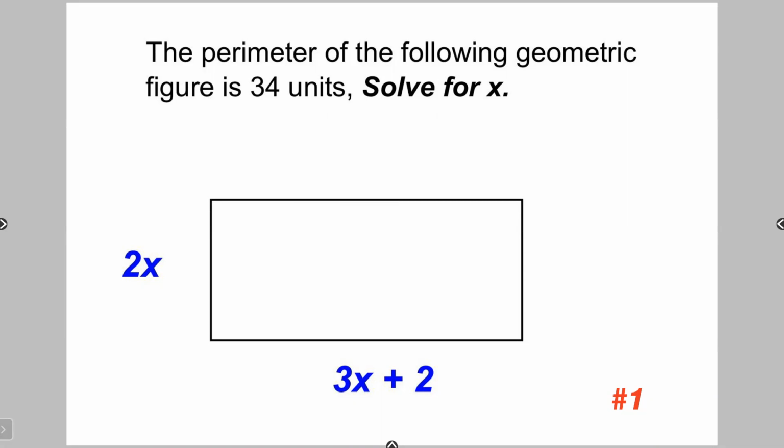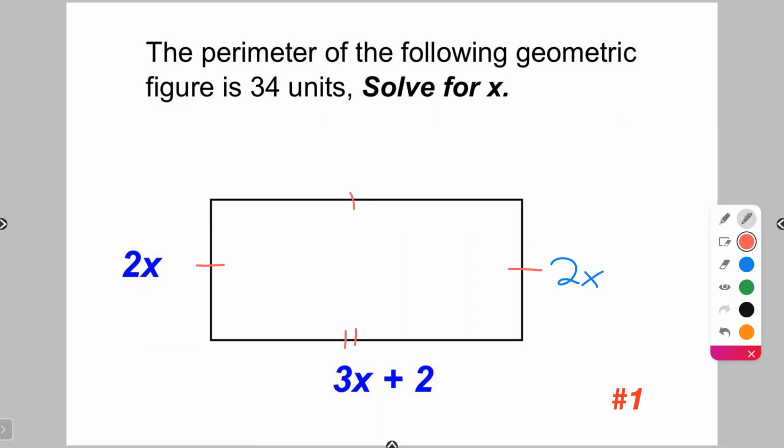What we need to do in a problem like this is simply build an equation, and then once we have that equation built, we need to solve the equation. So let's get at it right away. Step number one, it's your rectangle. So if the left side's 2x, then the right side's 2x. And if the bottom of the shape's 3x plus 2, then the top is also going to be 3x plus 2 when we're all said and done.